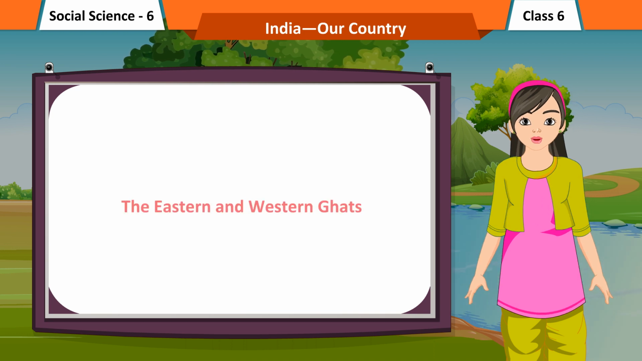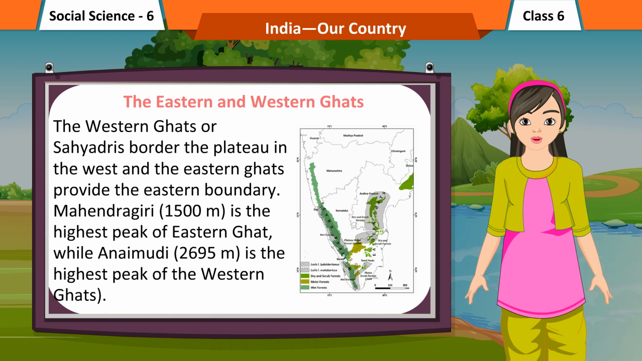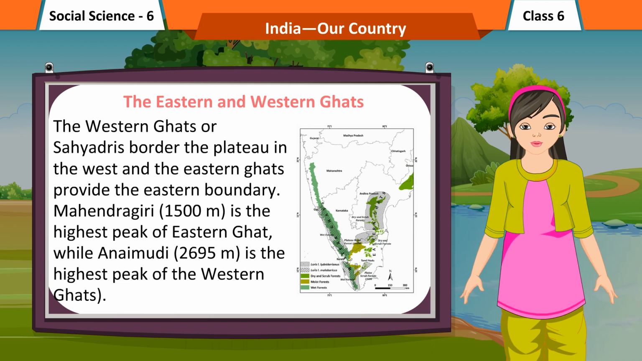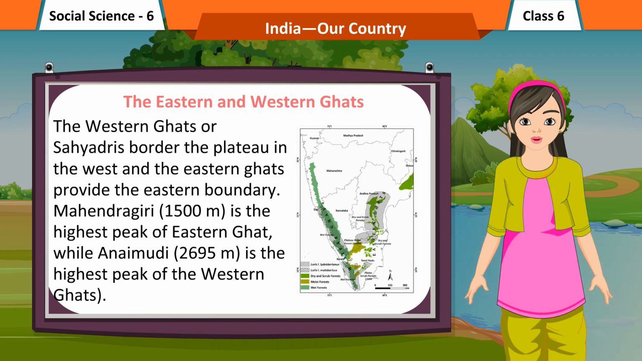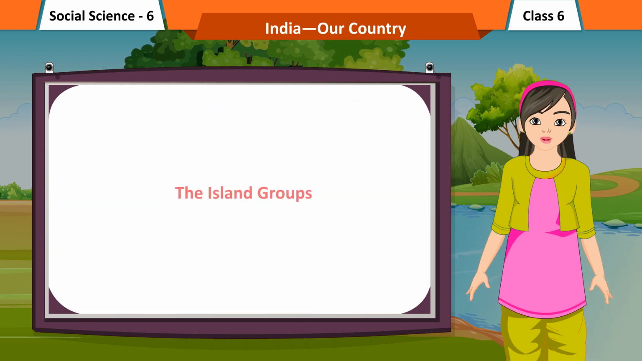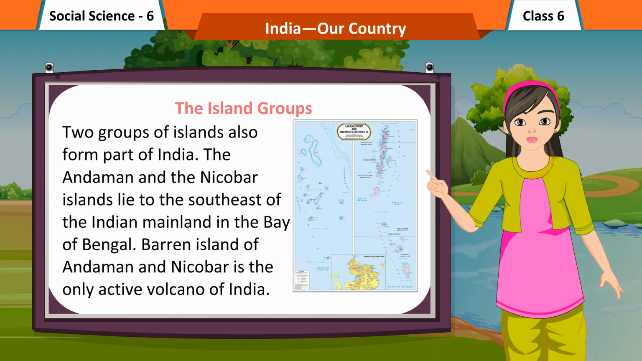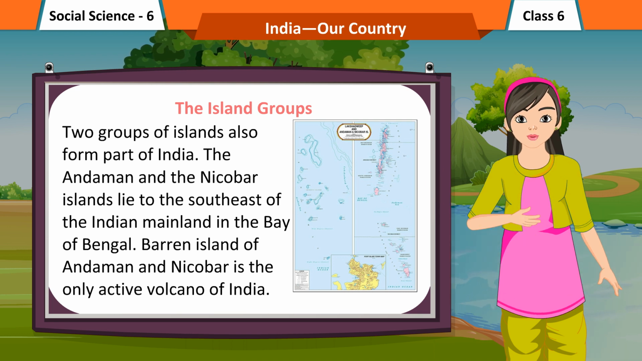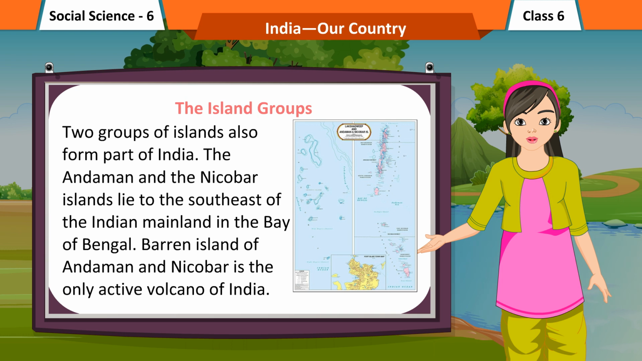The Eastern and Western Ghats. The Western Ghats or Sahyadris border the plateau in the west, and the Eastern Ghats provide the eastern boundary. Mahendragiri, 1,500 meters, is the highest peak of the Eastern Ghats, while Anamudi, 2,695 meters, is the highest peak of the Western Ghats. The Island Groups. 2 groups of islands also form part of India. The Andaman and the Nicobar Islands lie to the southeast of the Indian mainland in the Bay of Bengal. Barren Island of Andaman and Nicobar is the only active volcano of India.